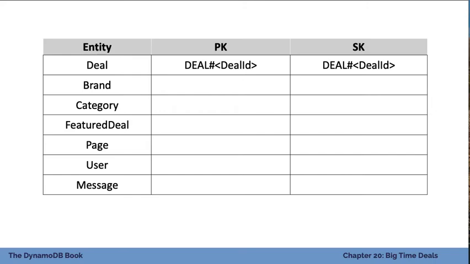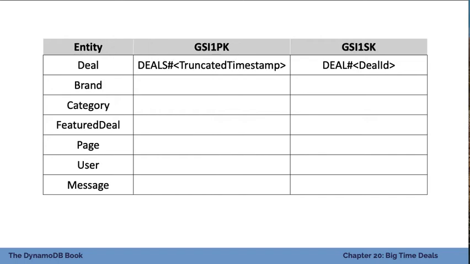So let's just take a quick look at our entity chart. We've got one entity in there, that deal entity. The PK is going to be deal hash deal ID, and the SK is going to be deal hash deal ID as well. If you look at that GSI1, then our deal is going to be deals hash and that truncated timestamp, where that timestamp is going to be truncated down to a particular date. And then also that GSI1 SK is going to be deal hash deal ID.